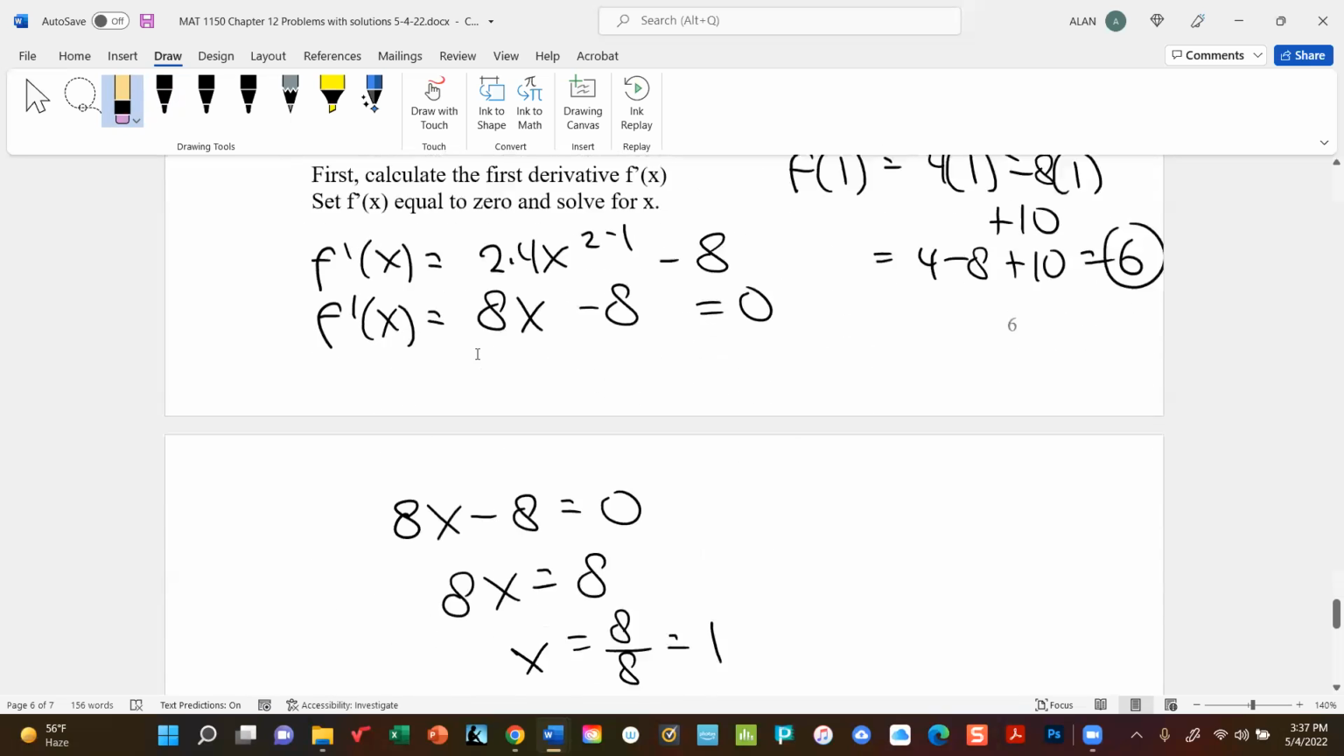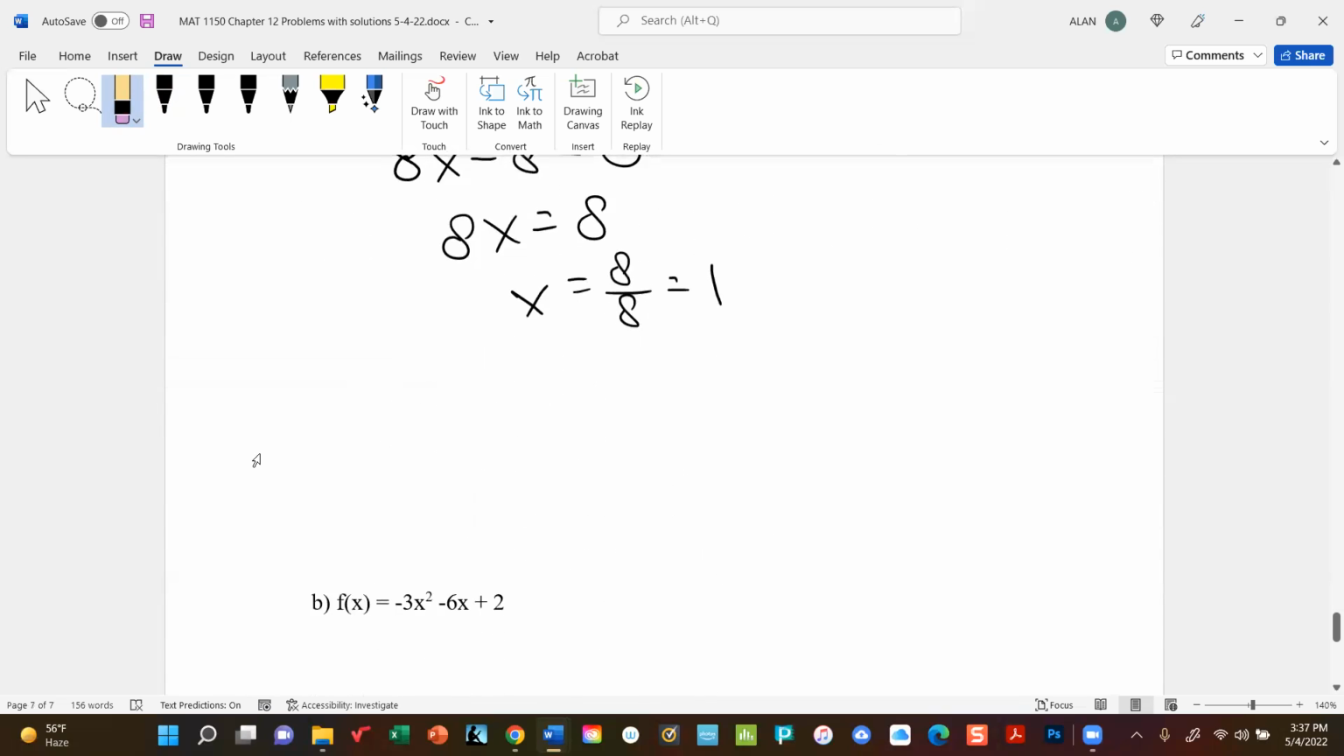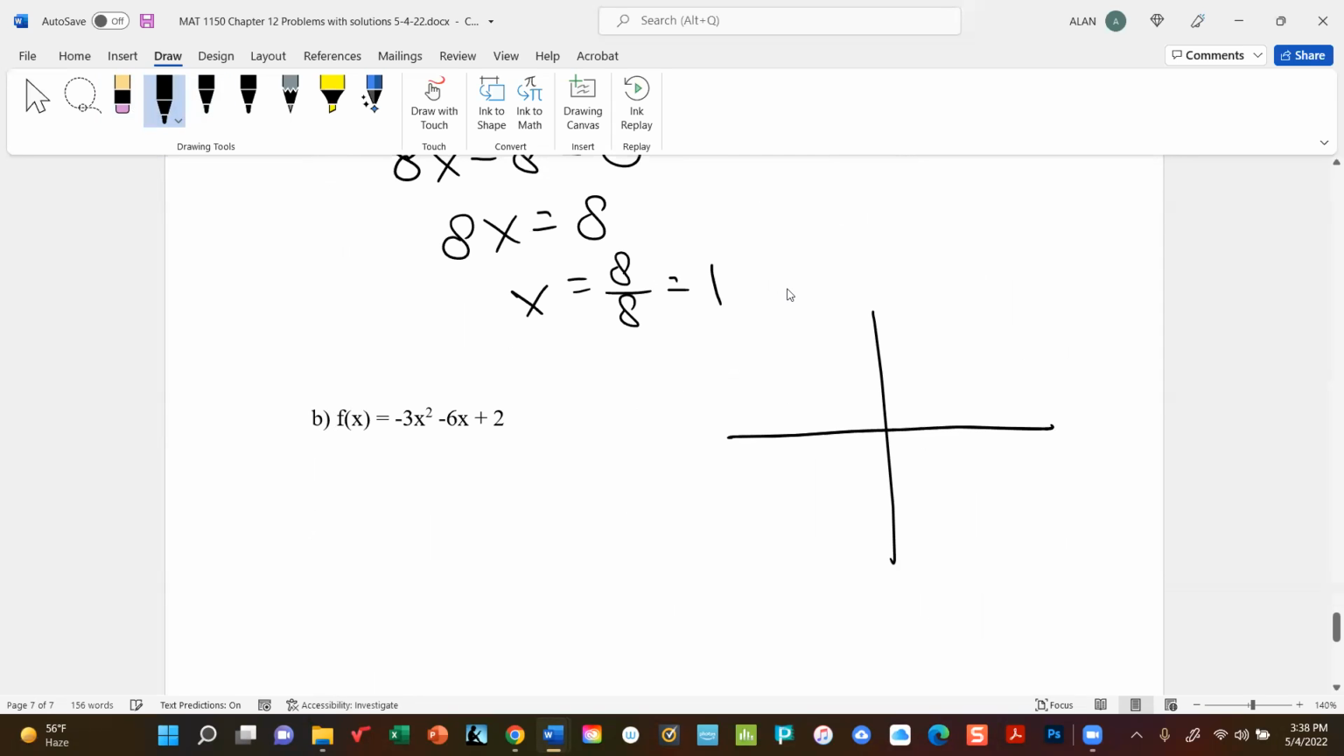Okay, now for this one, we'll have the opposite. This is a parabola that faces down. You can tell because the coefficient of x squared is negative. So whatever point we find here is going to be the function's maximum. Something like this.